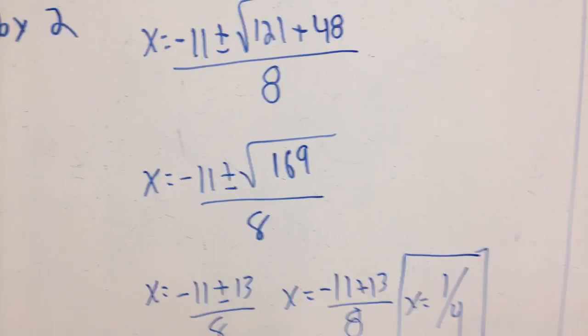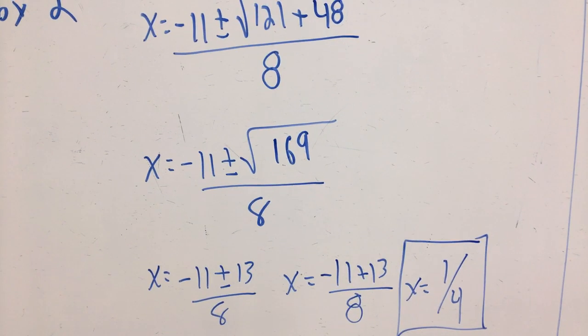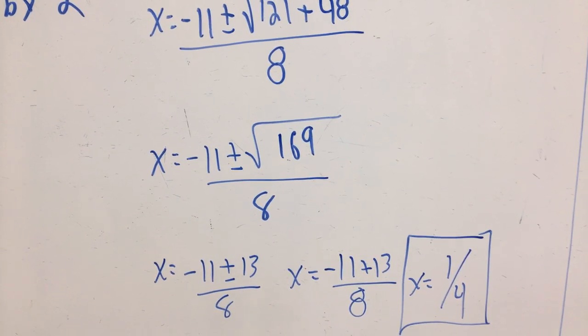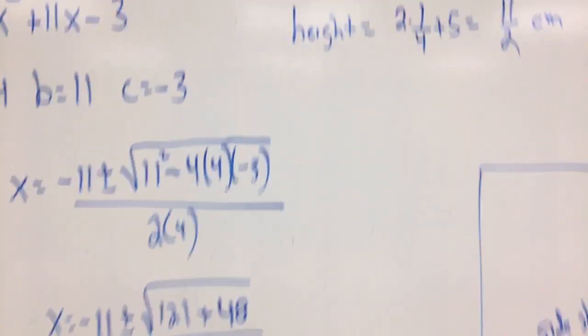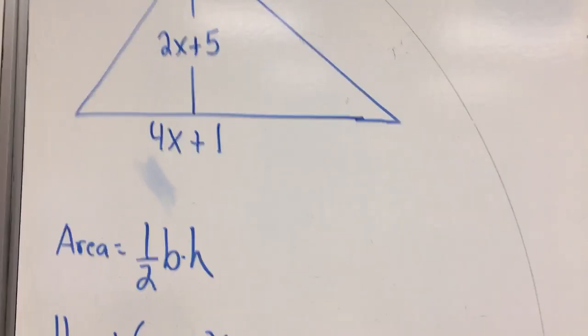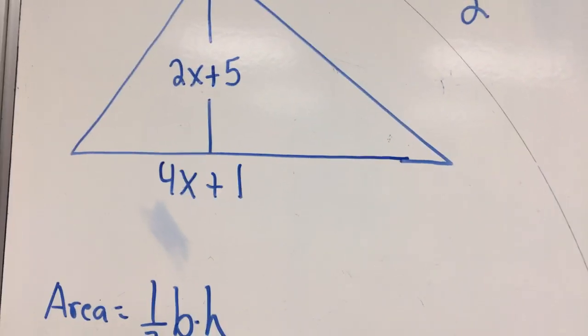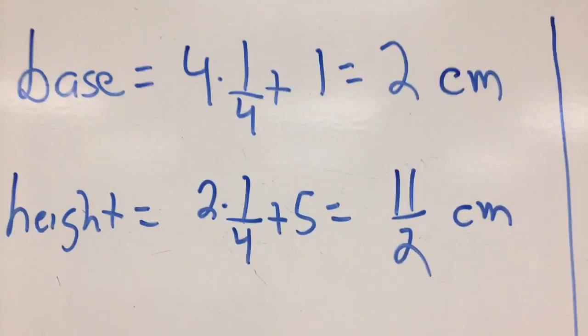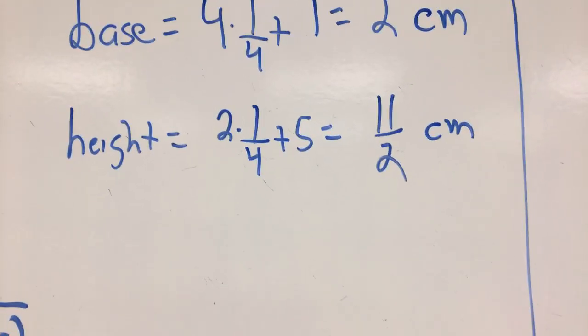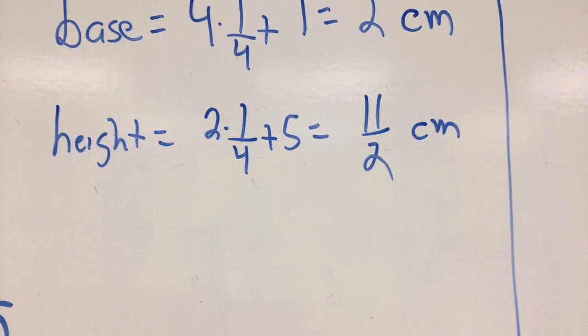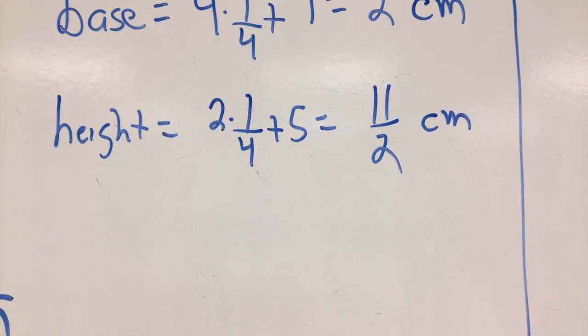Okay? Now, what the problem is going to ask: give the dimensions of the triangle. Well, now you know that x is 1/4. You know that the base is 4x plus 1. So what's a fourth of 4? 1, plus 1. The base is 2. And the height, 2 times 1/4 plus 5, is 11 halves centimeters high.